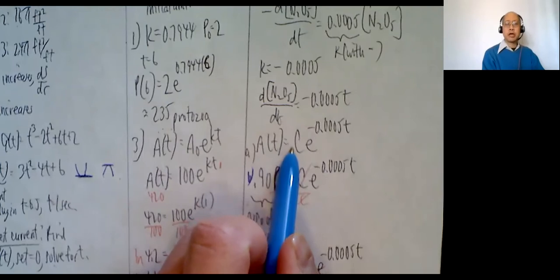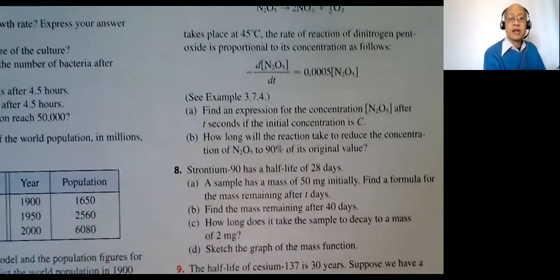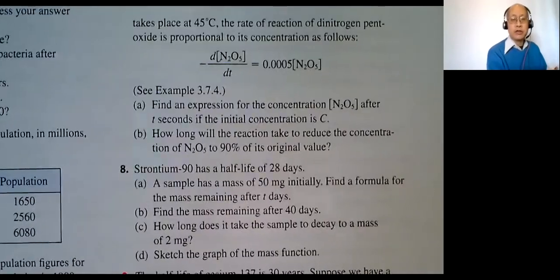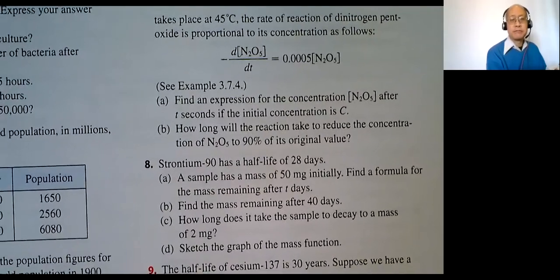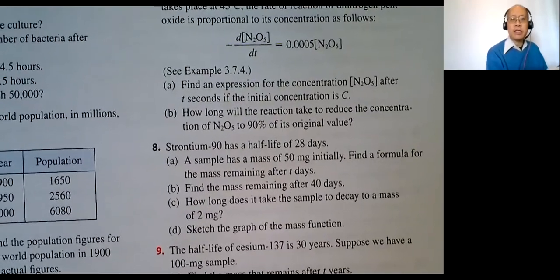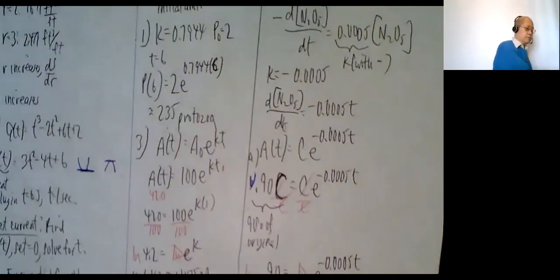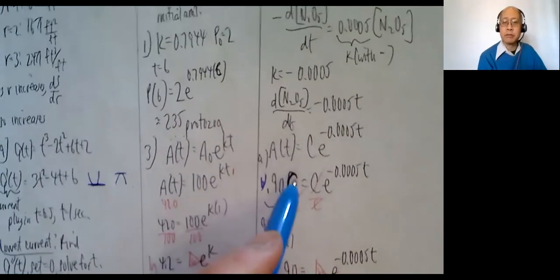Now they say, what's the initial concentration? I don't know. They don't tell us. In fact, all they tell us is C. If you look at part A at the top there, the initial concentration is C. They don't say 100 grams or 5 tons or 63 pounds, it just says C. So that's all we can do. B, how long will the reaction take to reduce the concentration of N2O5 to 90% of its original value? They don't even tell you the original value, but you can still do the problem.